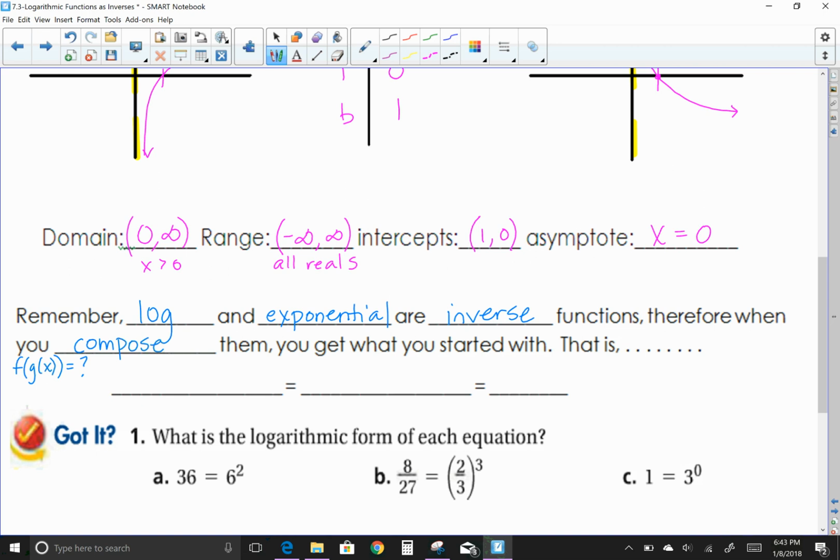And that's what this says. So the log and the exponential are inverse functions. Therefore, when you compose them, you get what you started with. You start right here with x. Now look at the way that you see this when they're composed. One way to compose them is to write, if you have the log on the outside, log base b of b to the x. Okay, that's one way of composing them. The other way would be if you started with the exponential and the exponent was a log base b of x. Both of those cases, you get what you started with. What did we start with? Every time we compose inverse functions, we get that x.